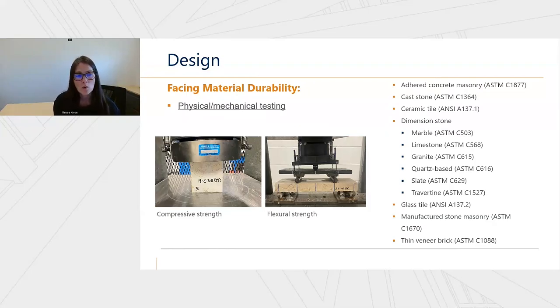So one way to evaluate the durability of our facing material is through physical or mechanical testing. And here is a list relative to different materials, whether cast stone or dimensional stone, of different ASTM standards as they relate to that particular material, defining what some of these physical and mechanical testing standards are. The images here, this is a natural stone, and we're performing compressive strength testing on the left image. And then the other image, we're doing a flexural strength test of dimensional stone.